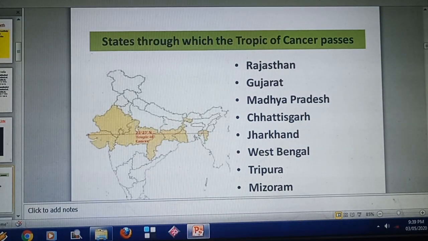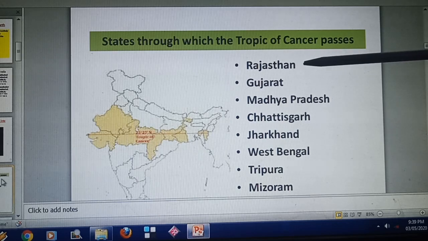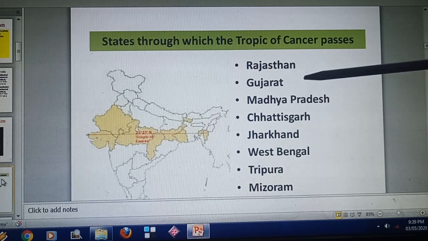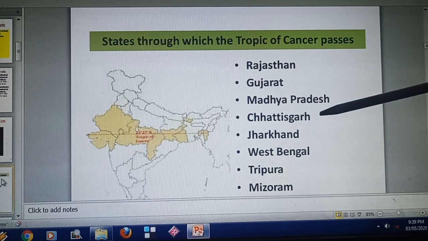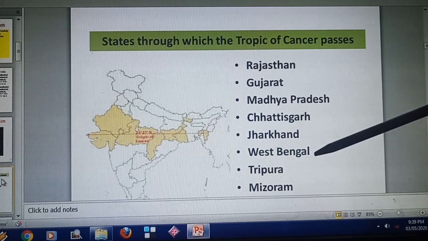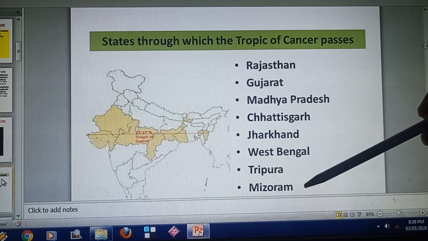Now let us know the name of the states through which the Tropic of Cancer passes. The states are Rajasthan, Gujarat, Madhya Pradesh, Chhattisgarh, Jharkhand, West Bengal, Tripura and Mizoram.